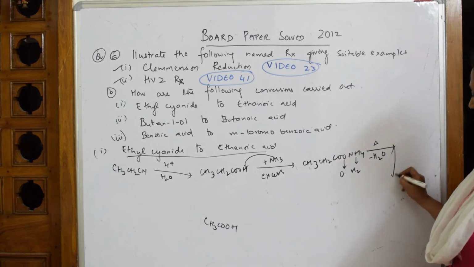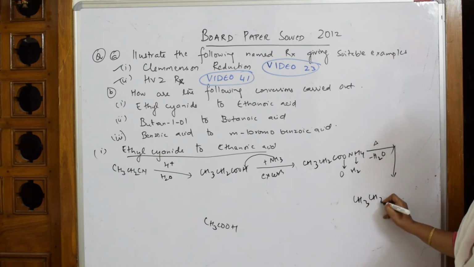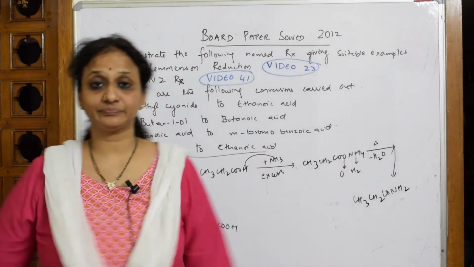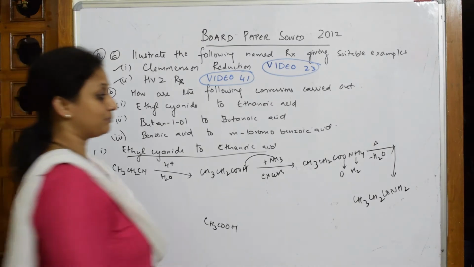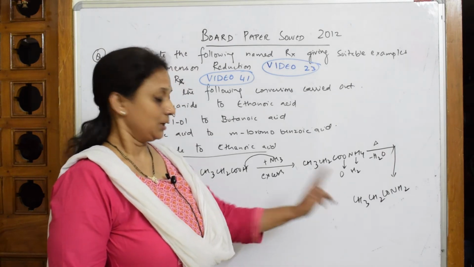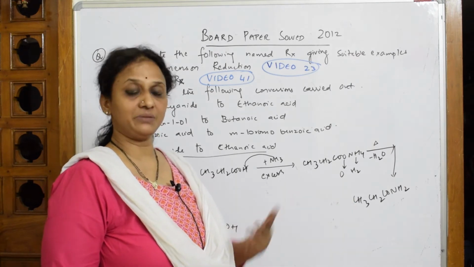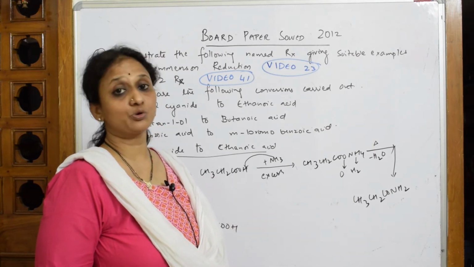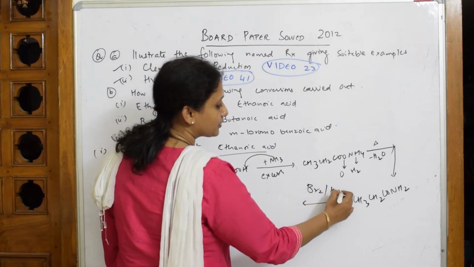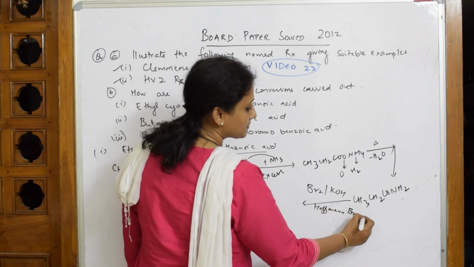What is the product formed? Let me write it down. You're going to get CH3, CH2, CO and NH2. Done. Now I've got an amide. Which amide? Propanamide. So basically in the amines chapter I'll be doing this reaction: conversion of propanamide to amine, your primary amine. That reaction is called Hoffmann's bromamide reaction. So what am I going to do? I'm going to use bromine in the presence of KOH. That is your Hoffmann's bromamide reaction.